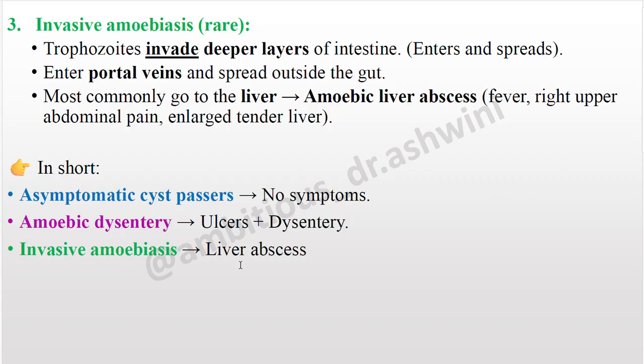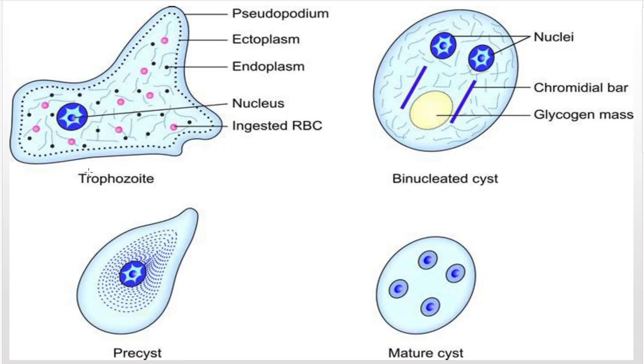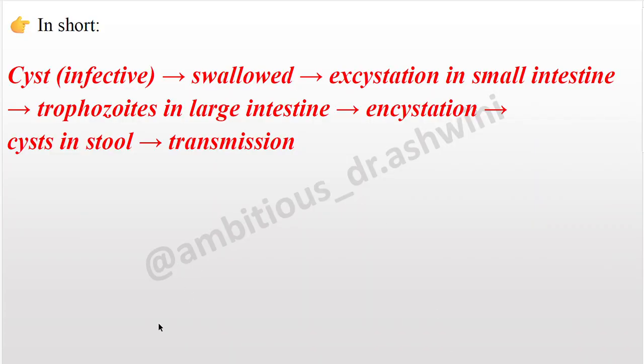This is the structure of trophozoite: binucleated cyst, pre-cyst and mature cyst. So in short, the life cycle of Entamoeba histolytica is like that. Infective cyst is swallowed. Excystation in the small intestine happens. Then trophozoites in the large intestine. Here encystation happens, cyst in the stool, and transmission of the parasite.